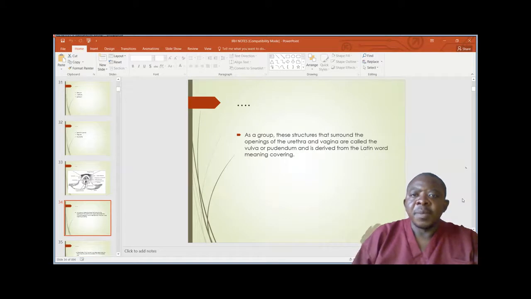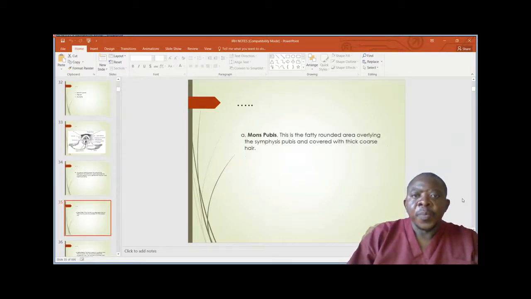As a group, these structures that surround the openings of the urethra and vagina are called the vulva or pudendum, which is derived from the Latin word meaning covering. So as a group, these external organs are called vulva or pudendum.